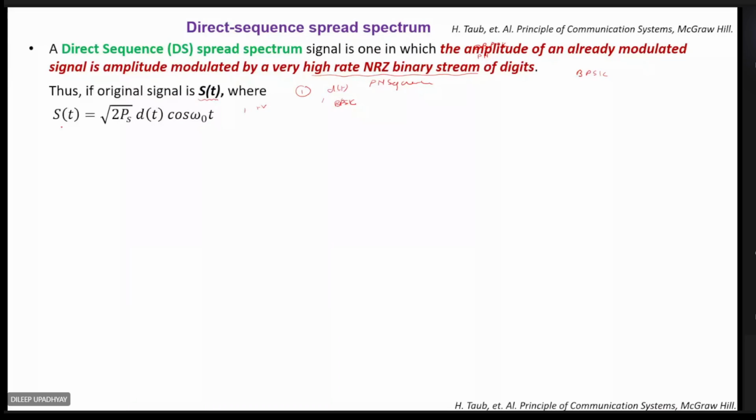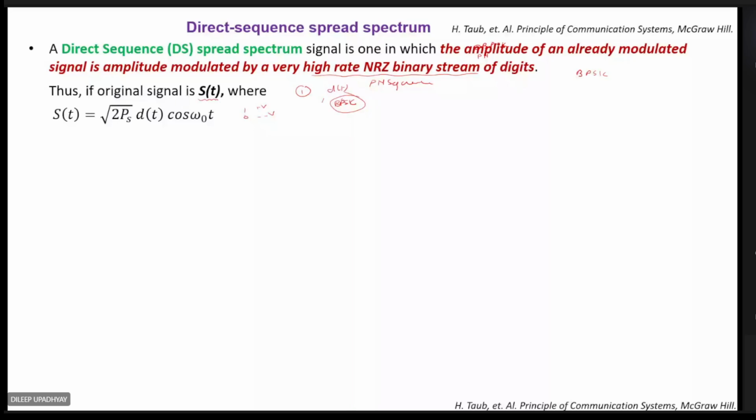Now, if there is a 0, which is represented by minus b volt in the NRZ representation, and it is multiplied in place of this D(t), then this signal will be minus under root 2Ps cos omega naught t, which we can write as under root 2Ps cos(omega naught t plus pi). It means that we are sending the carrier signal 180 degrees out of phase, which is the thing about BPSK modulation techniques.